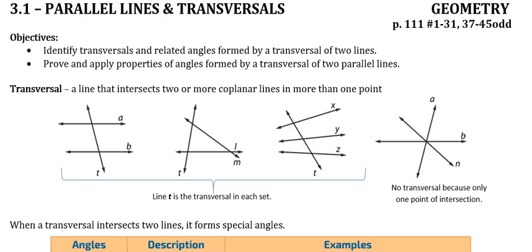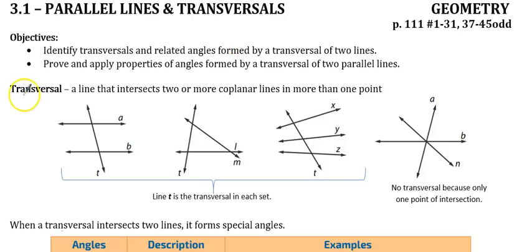All right, today we are doing 3.1 in geometry, which is parallel lines and transversals. All right, so the objectives are, my goodness, if I could talk, we're going to identify transversals and related angles formed by a transversal of two lines, and we're going to prove and apply properties of angles formed by a transversal of two parallel lines.